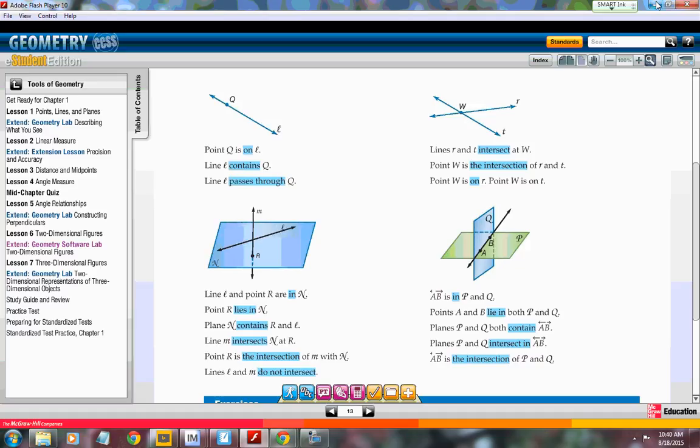Look at this one. Here you've got plane N, and you have line M that's intersecting that plane, and then you have line L that lies on that plane. So you could say line L and point R are in plane N. You could say point R lies in plane N. Plane N contains point R and line L. Do you see how you can say it in different ways? You can say point P is the intersection of M with plane N.